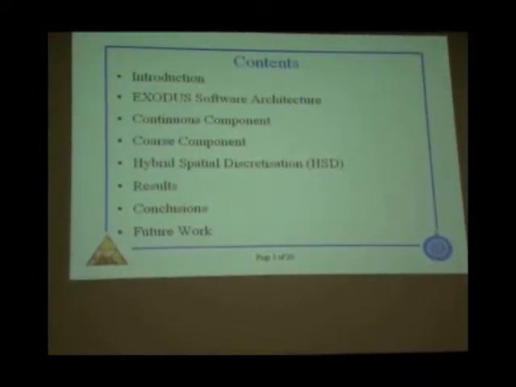So this is a brief structure of my talk. Firstly we have introduction and then a discussion of the Exodus software architecture, followed by a description of the two new functionalities in building Exodus, namely the continuous and the coarse components. And then we shall look at how these new functionalities have been integrated into a new approach which we call the hybrid spatial discretization, also HSD. And then we shall look at the application of the HSD to a demonstration case, followed by some results, conclusions, and future works.